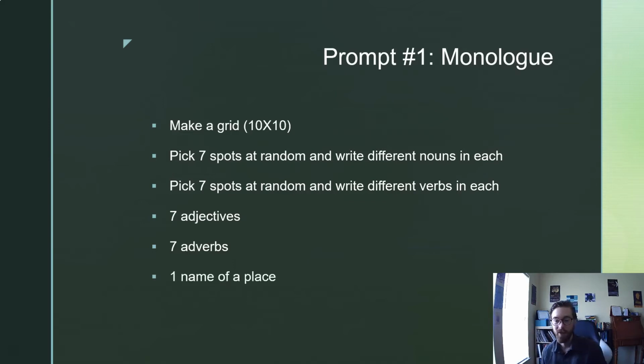And then the next thing you'll add is pick one space and put the name of a place. This should be a really specific place, maybe even somewhere that you're familiar with, somewhere that you can picture in your mind, and write that down.